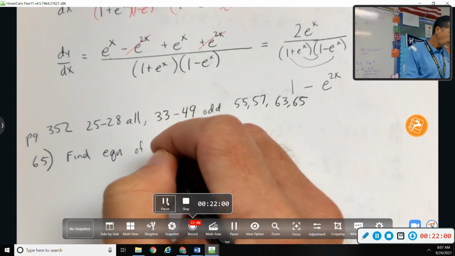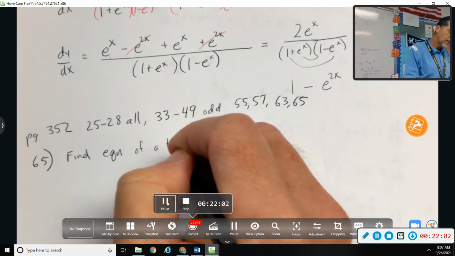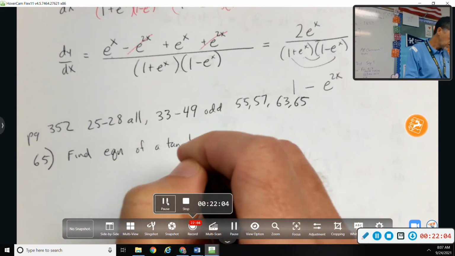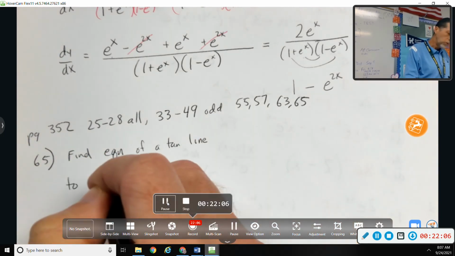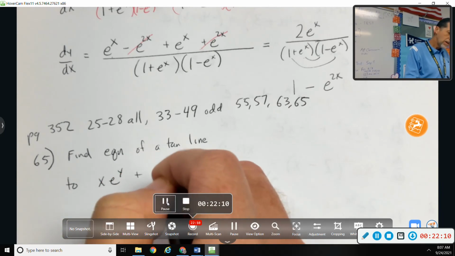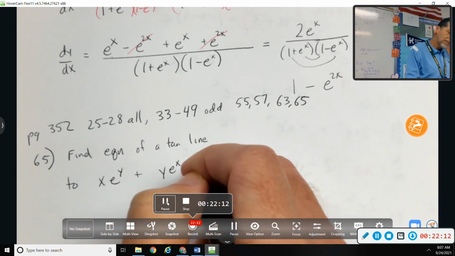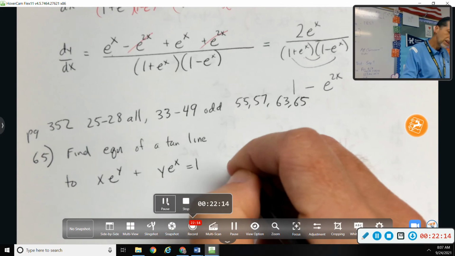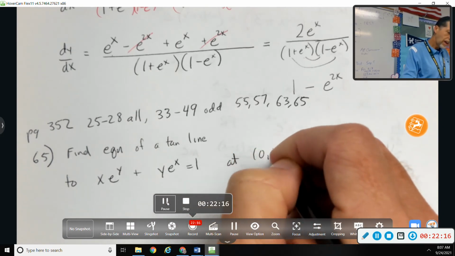Find the equation of a tangent line to x e to the y plus y e to the x equals 1 at 0, 1.